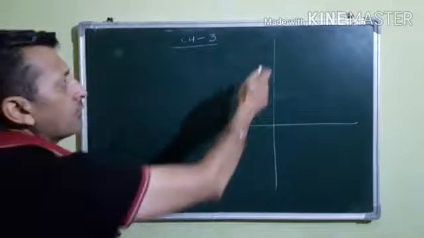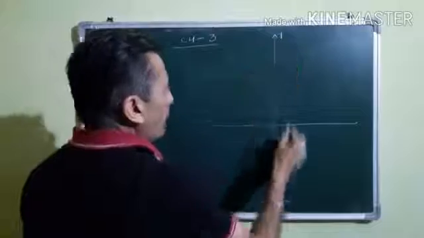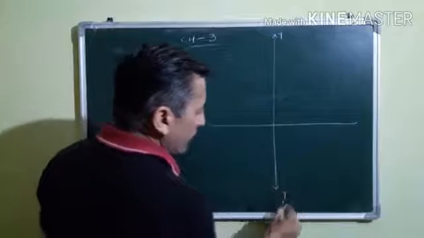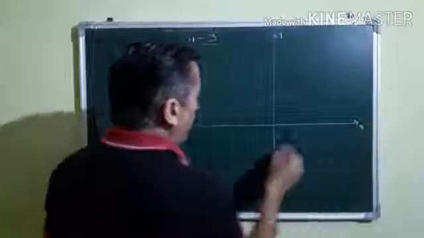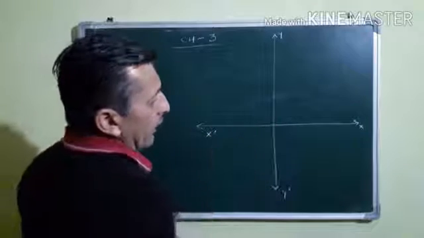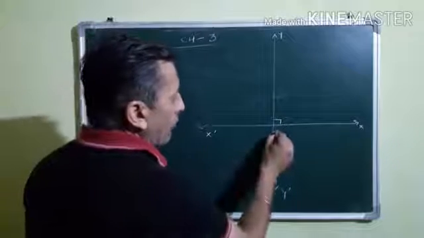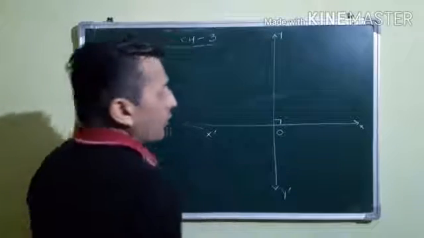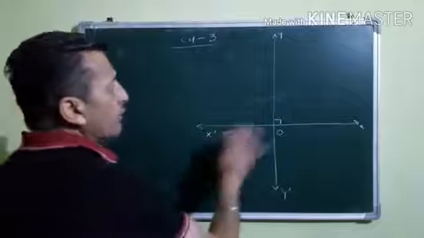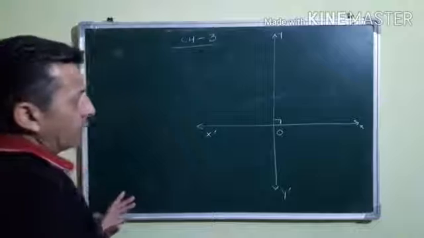This is called your vertical axis, and its name is usually Y and Y dash. This is your X and this is your X dash, and both the lines are perpendicular. Their point of intersection is called O. So this is the basic position of the x-axis and y-axis.